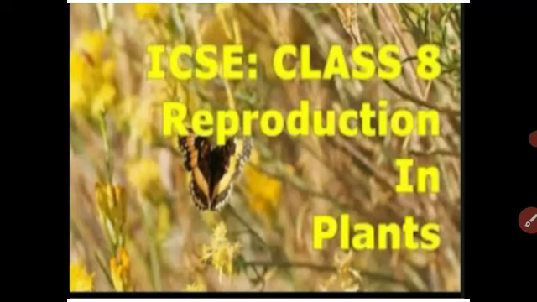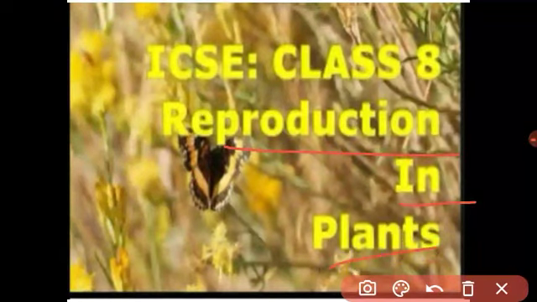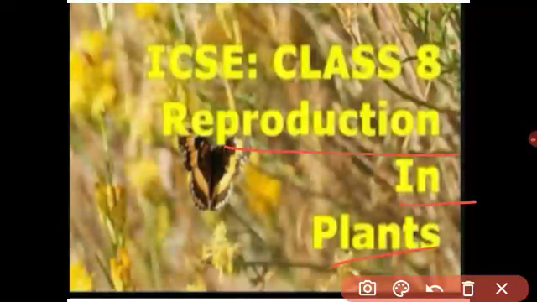This video is the continuation of our reproduction in plants topic. See, students, in the previous video we already studied what is meant by reproduction. Let us revise. Reproduction means what, students? Producing new young ones of the same kind. It's called reproduction.